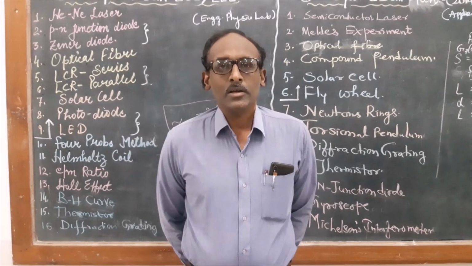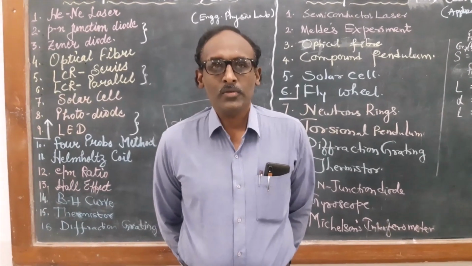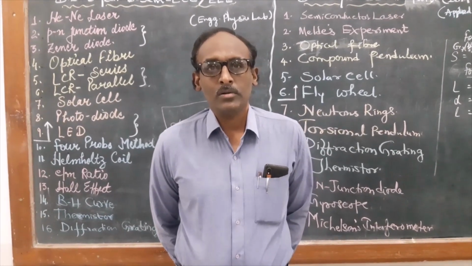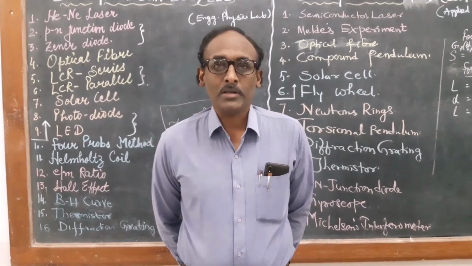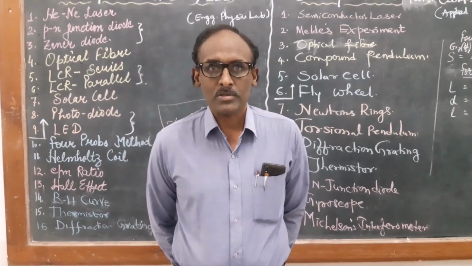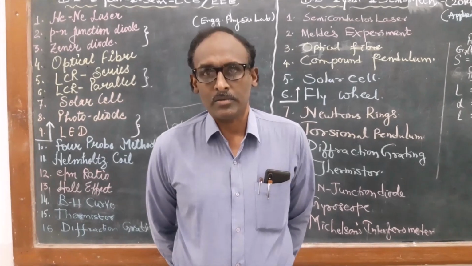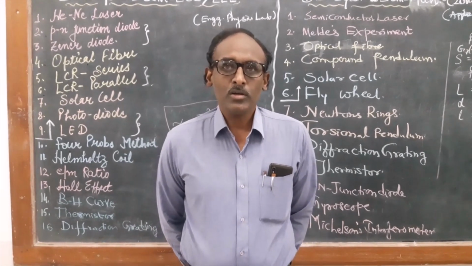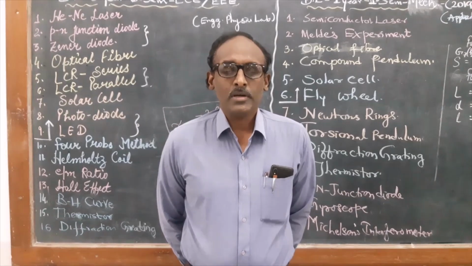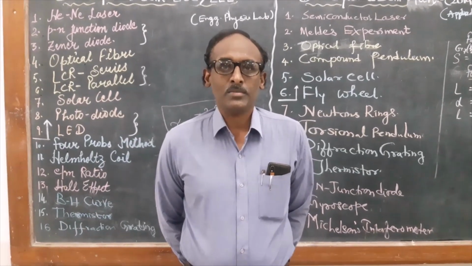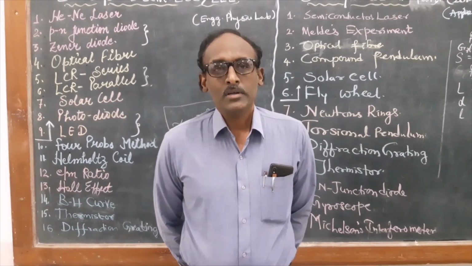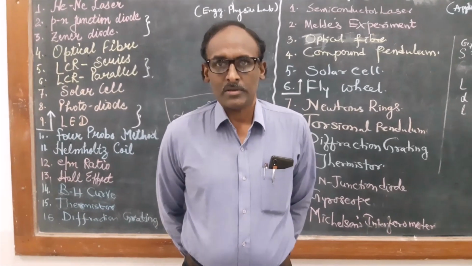Regarding the doping concentration, if you add one impurity atom to 10 to the power 10 mother silicon or germanium atoms, that doping gives you an ordinary junction diode. If you increase the doping concentration, say one impurity atom for 10 to the power 6 mother atoms, then we will get a Zener diode.